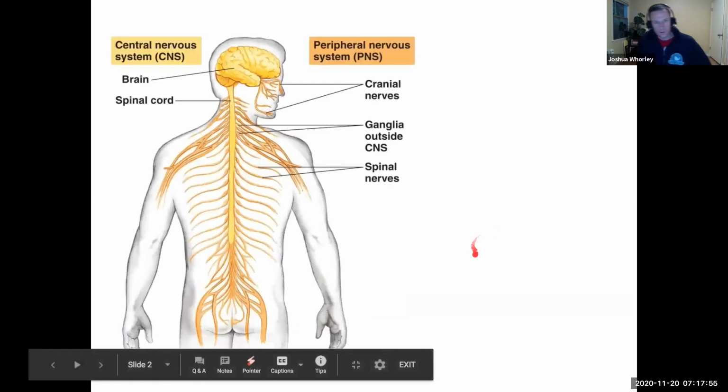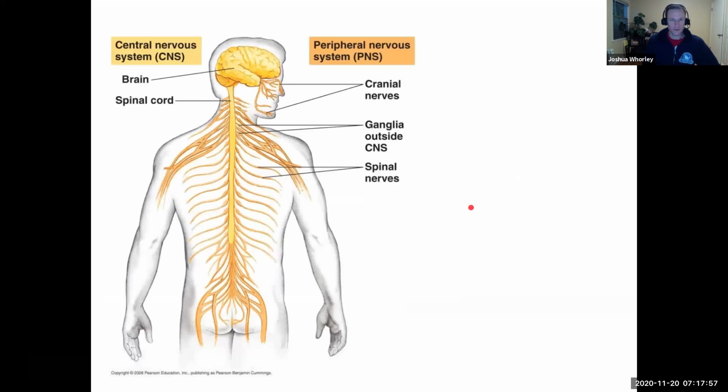Okay. So first, I just want to remind you of the divisions of the nervous system. These anatomical divisions are the central and the peripheral nervous system. So the central nervous system is here in yellow. It's the brain and the spinal cord, and any cells that have their cell bodies in these regions are said to be part of the central nervous system.